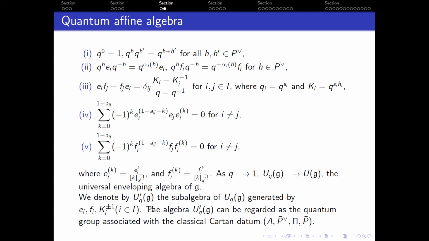We'll denote U_q'(G) to be the subalgebra of U_q(G), just dropping the degree derivation d. So it is only generated by e_i, f_i, and k_i plus minus 1, no d. And indeed, this U_q'(G) can be regarded as a quantum group associated with the classical quantum data with P replaced by P bar. Oh, I missed pi check.